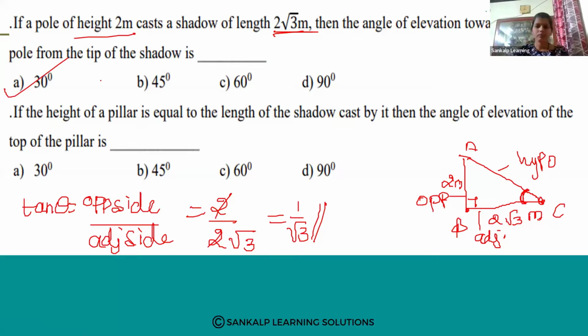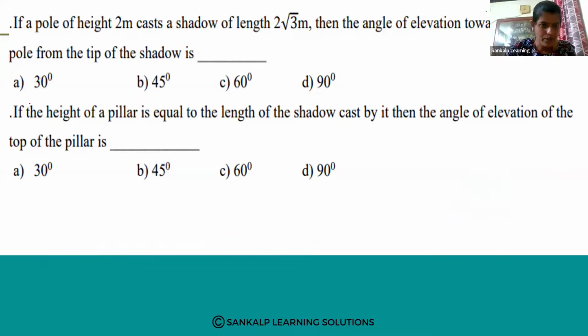Next. If the height of a pillar is equal to the length of the shadow, wait, first I will erase it. Okay. If the height of the pillar is equal to the length of the shadow cast by it, then the angle of elevation of the top of the pillar is here.